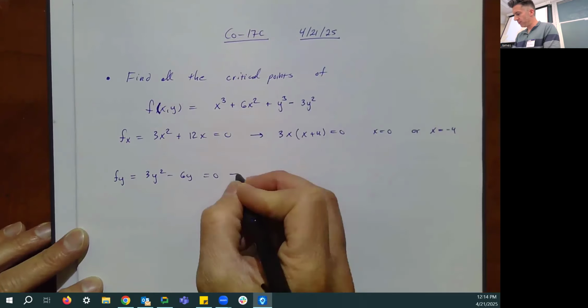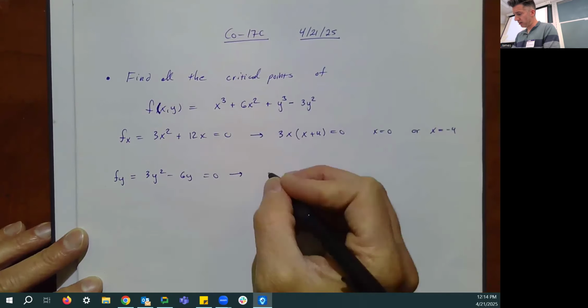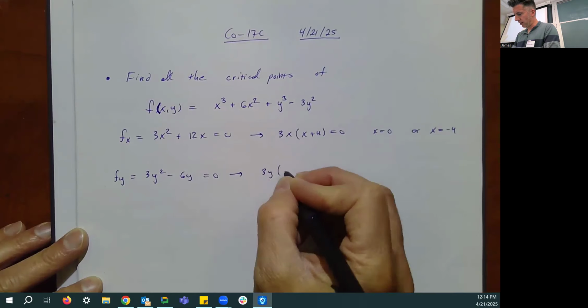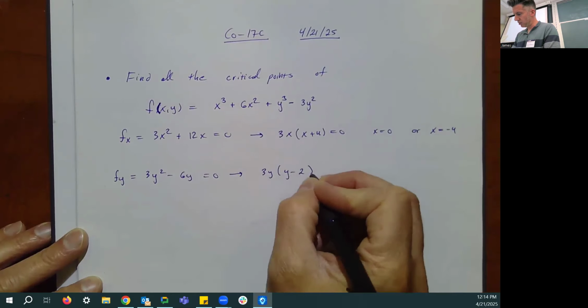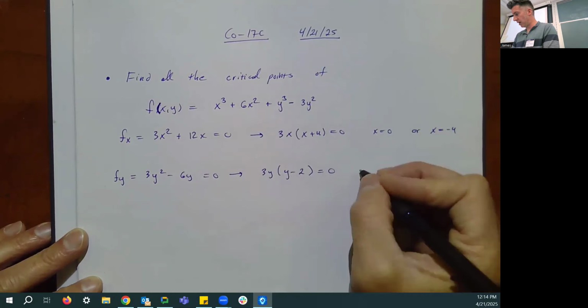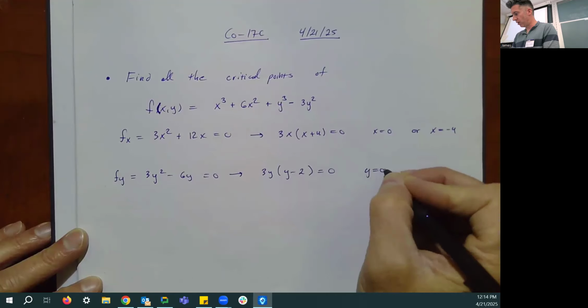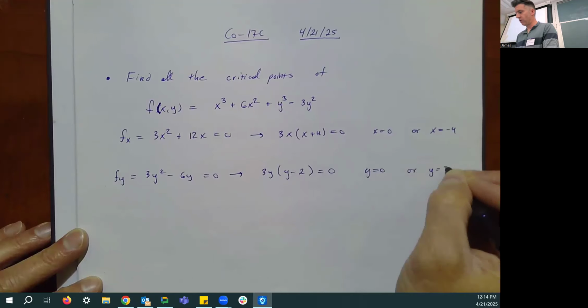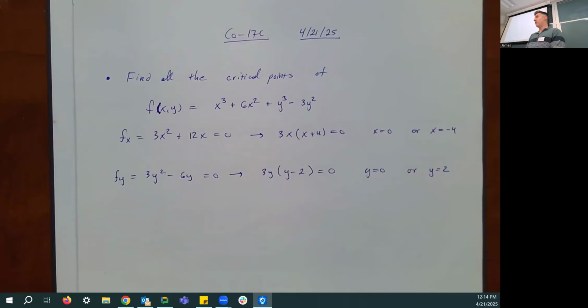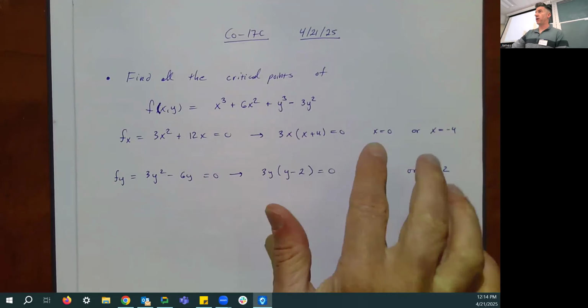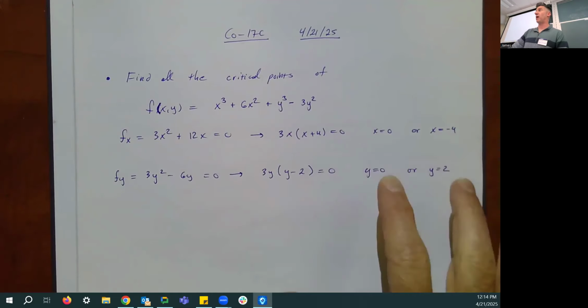For the second one, I factor out a 3y. I'm left with y minus 2. So in this case, I'm either going to get y equal to 0 or y equal to positive 2. And now I'm going to actually end up getting 4 distinct critical points because each of these possible x values can get paired with each of these possible y values.